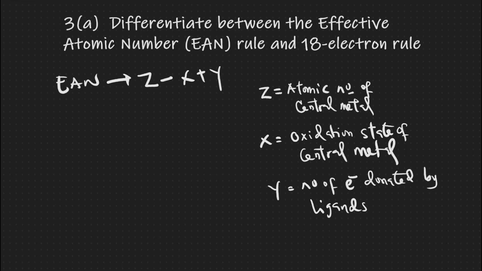So I'm going to use this complex to explain this effective atomic number rule. So we have nickel, carbonyl as a ligand, 4. So the first thing to do is to calculate the oxidation state of the central metal, which is nickel. We have X.